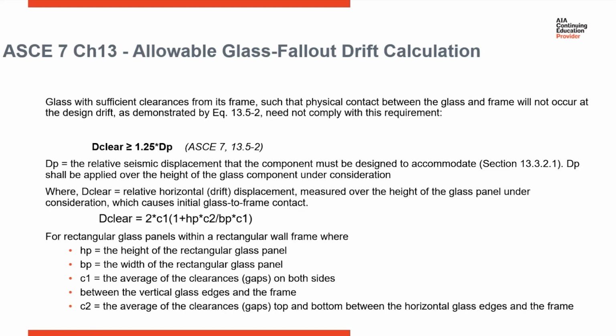And the parameters for D clear are the height of your glass panel, the width of the rectangular glass panel, the clearance on the side of the glass in the frame, and then the clearance on the top of the glass in the frame.